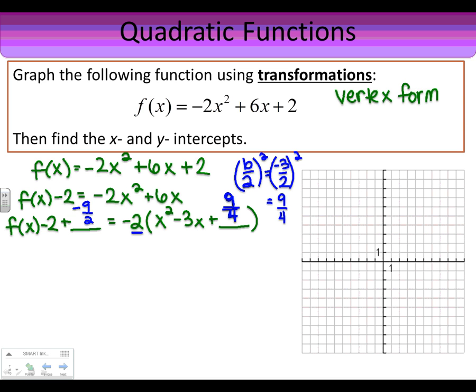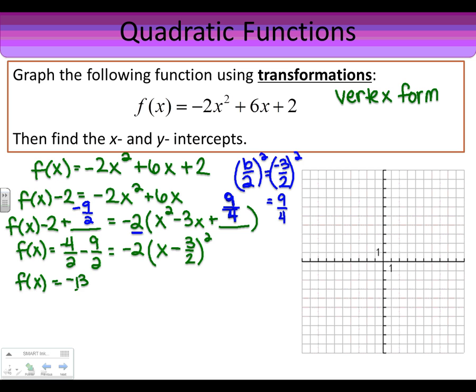All right, we have f of x is equal to negative 4 halves minus 9 halves. So we need a common denominator to subtract. And we can factor our new quadratic now on the other side. So it's always x plus b over 2. Since my b is negative, it's going to be x minus 3 over 2 squared. F of x is equal to negative 13 over 2.